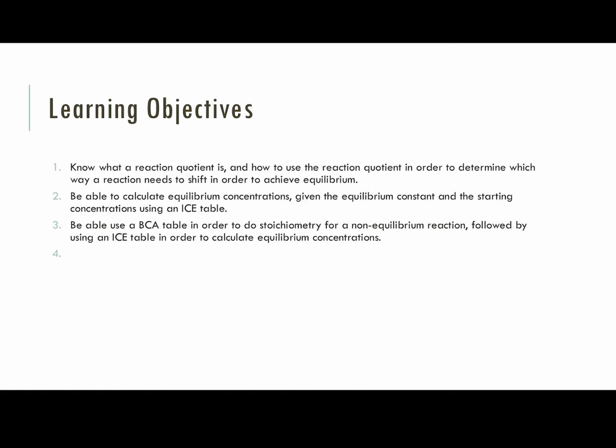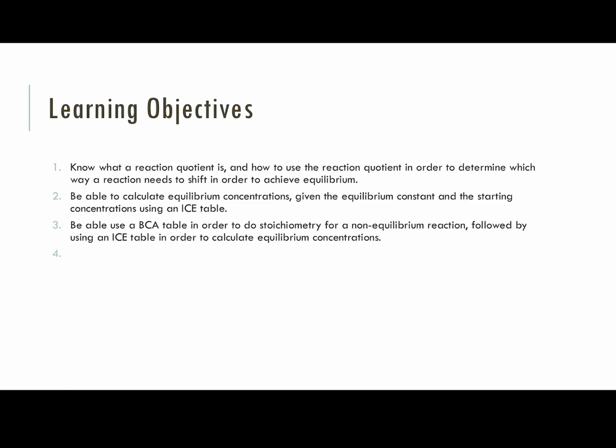Then we will look at ICE tables to use an equilibrium constant to calculate equilibrium concentrations, and then we're going to use what's called a BCA table that we're going to use to determine stoichiometry for non-equilibrium reactions. This last point will not be on this test, but we will look at it further for our next test.